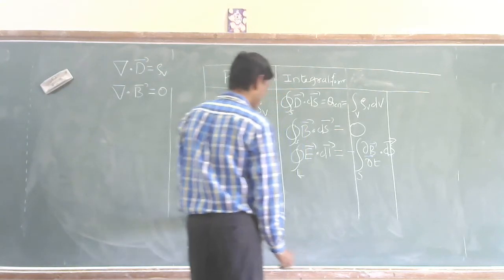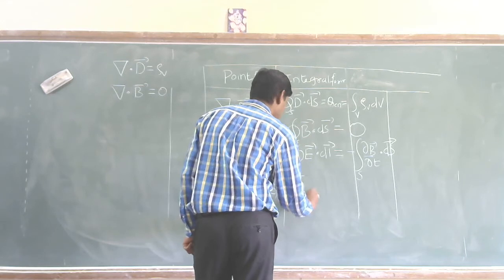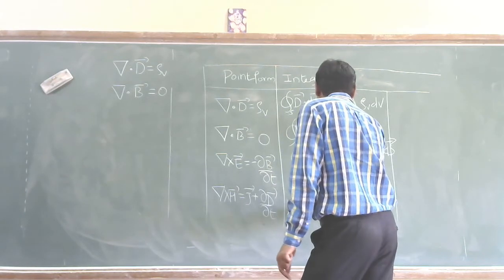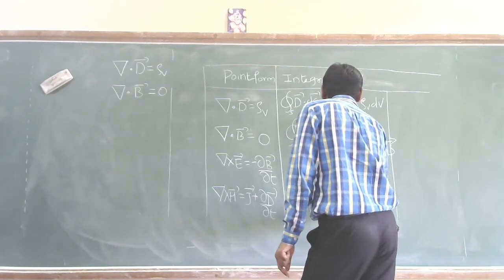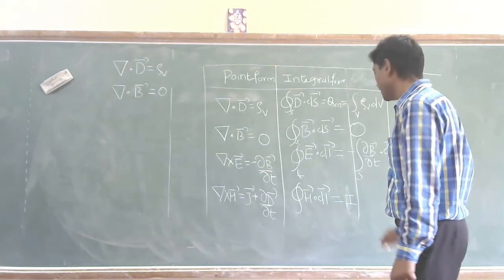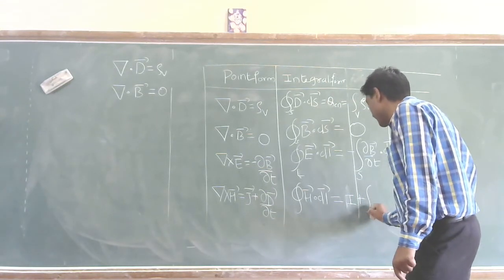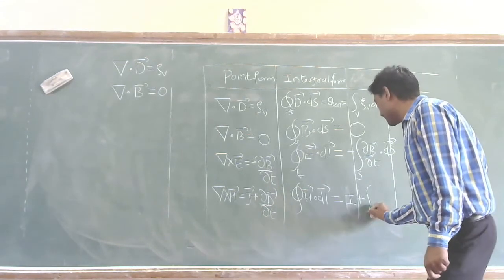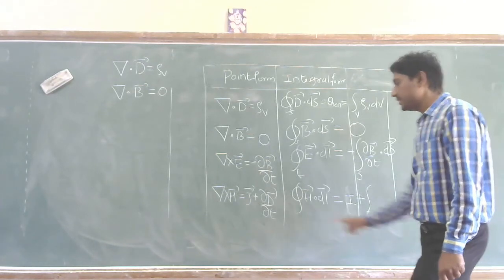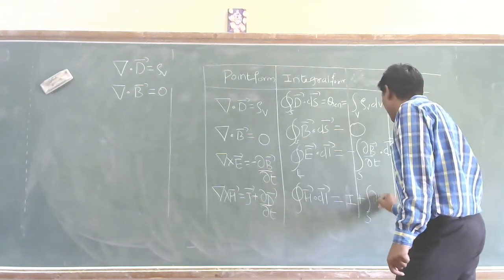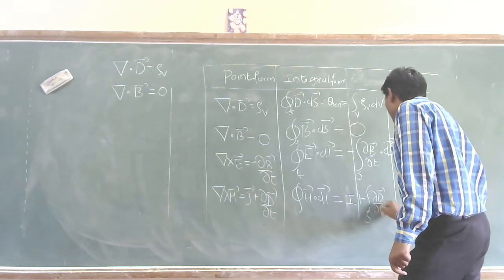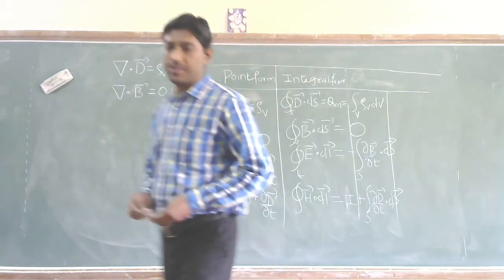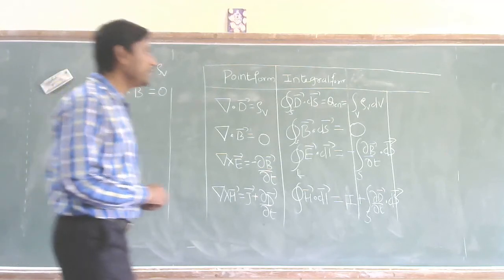So this is a surface integral, this is a line integral. Next here we have the closed loop line integral of H dot dl is equal to I, where I is the conduction current, plus ID. I can write I plus ID, or I can write this as the surface integral of JD, that is dou D by dou T dot dS. So this is the Maxwell's equations in the point form and integral form.